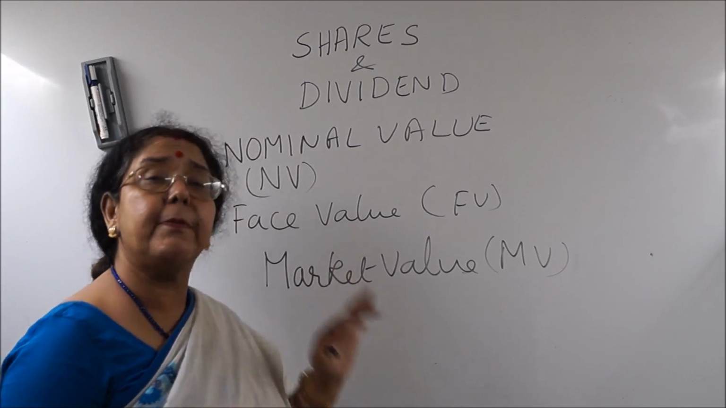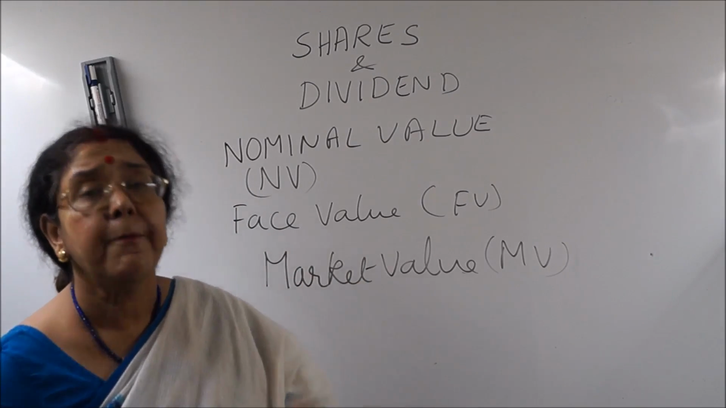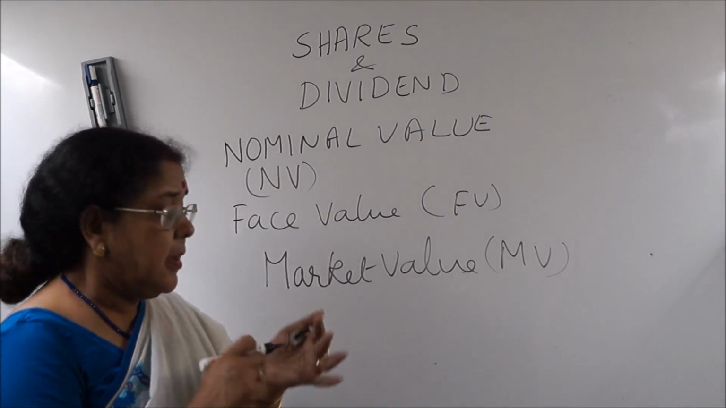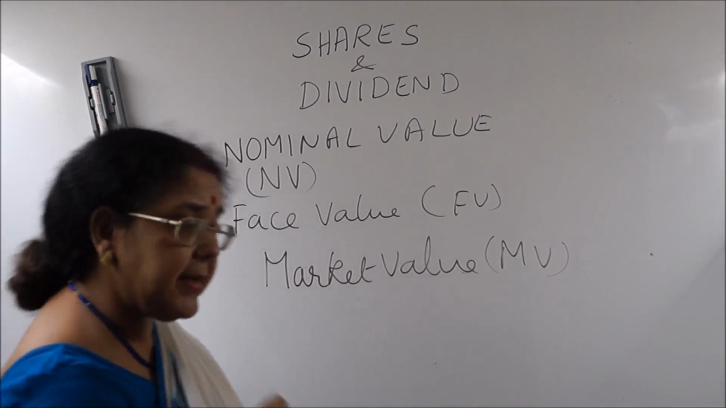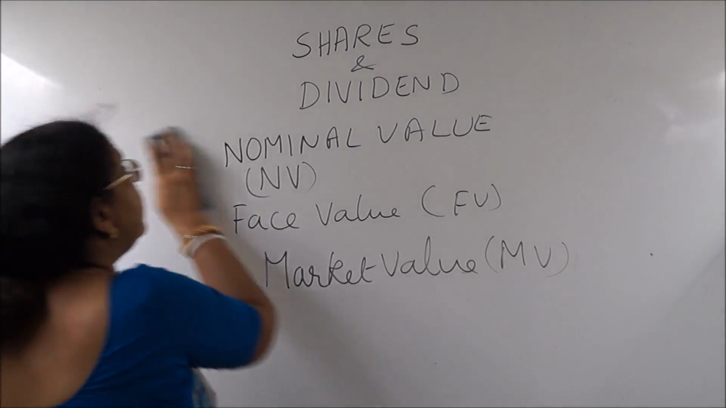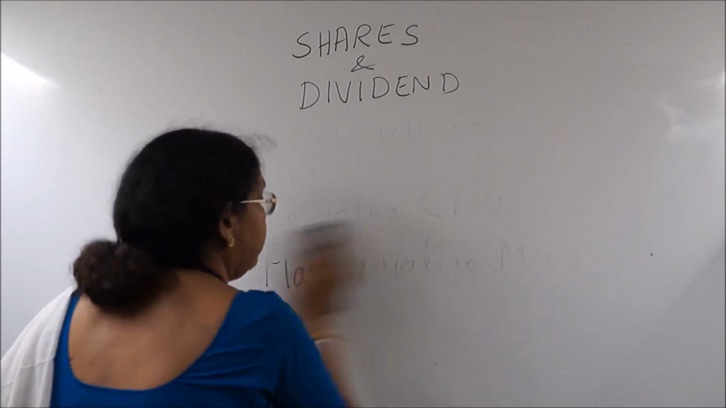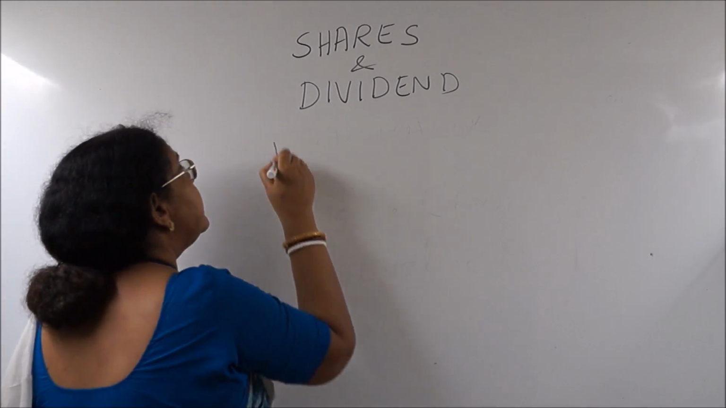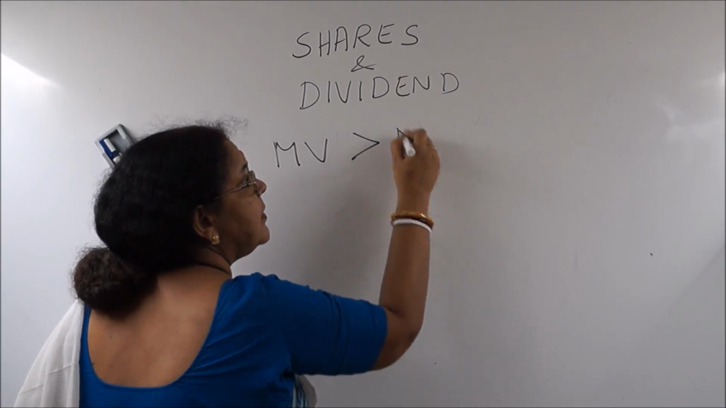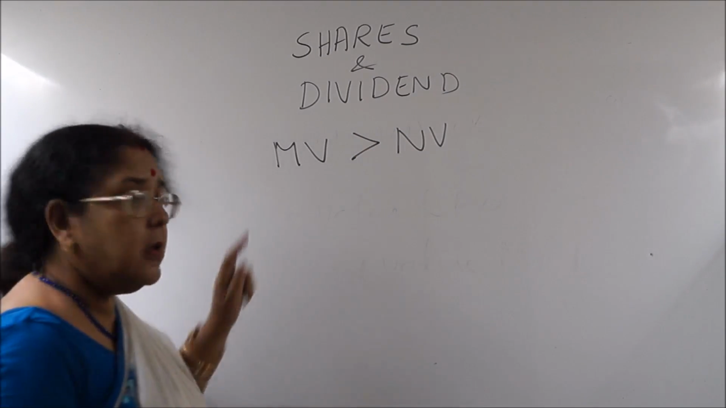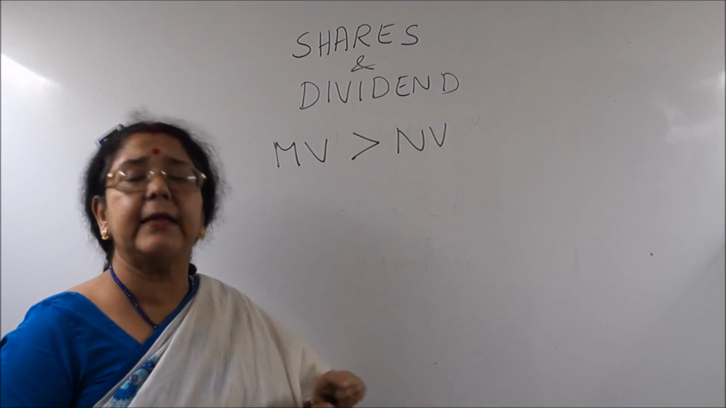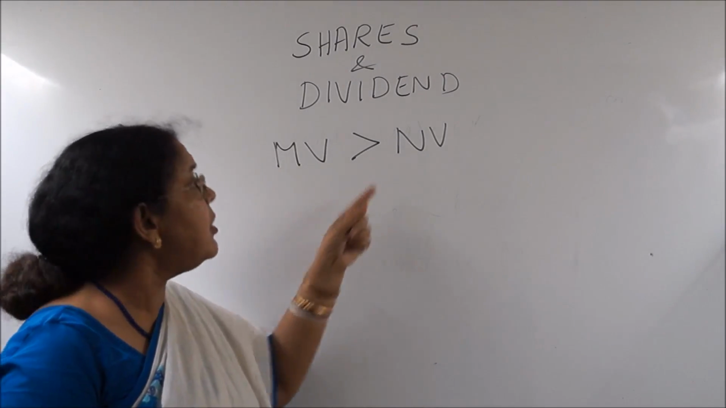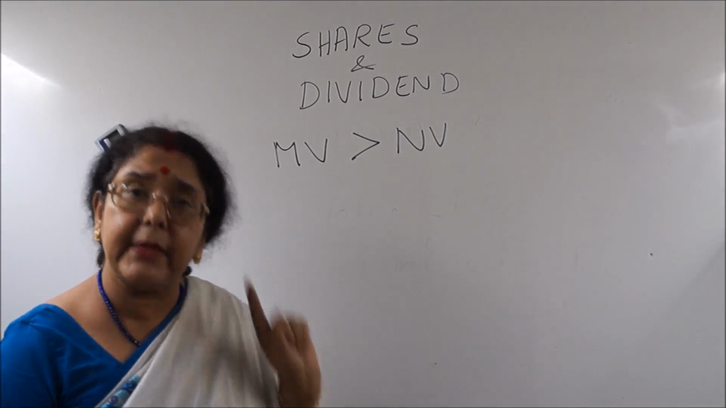So market value is the price at which the shares are sold in the market, whereas nominal value is the price of the share quoted by the company. Now, as I told you, if the demand is more, then the market value is greater than the nominal value. When the market value is greater than the nominal value, let me repeat once again, market value is the price at which the share is sold and the nominal value is the price quoted by the company.